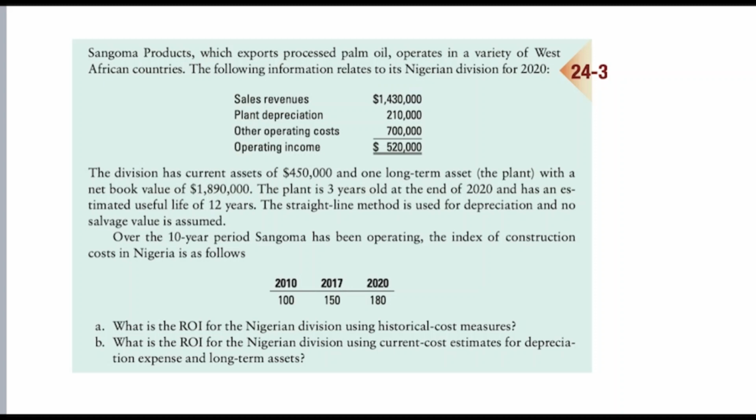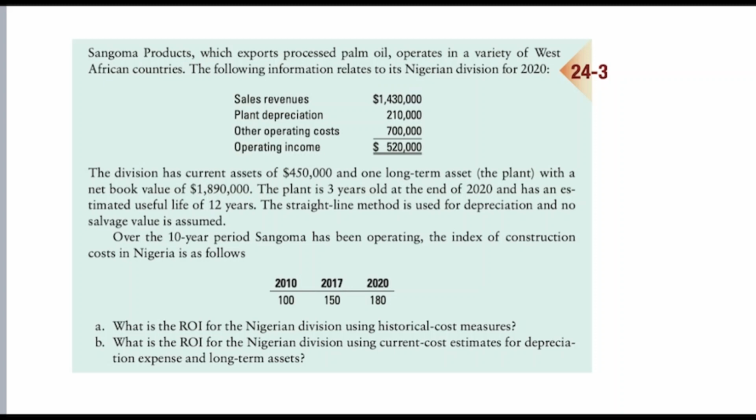Over the 10-year period, Sangoma has been operating, the index of construction costs in Nigeria is as follows. In 2010, 100. In 2017, 150. In 2020, 180. And the first question is, what is the return on investment for the Nigerian division using historical cost measures? To find the return on investment, we first need to find the total assets.